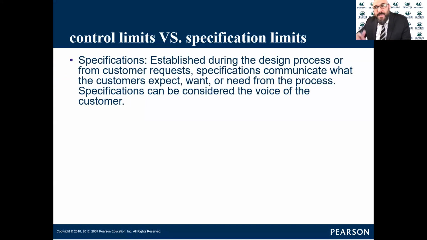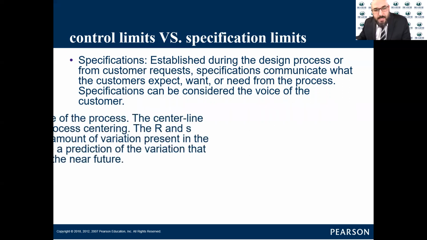Now, what's the difference? Somebody will ask, what's the difference between the process control limits and the specification limits? Specification limits, again, are set by a customer. Control limits are the voice of the process. Specifications are established during the design process or from customer request. Specifications communicate what the customer expects, wants, or needs from the process.